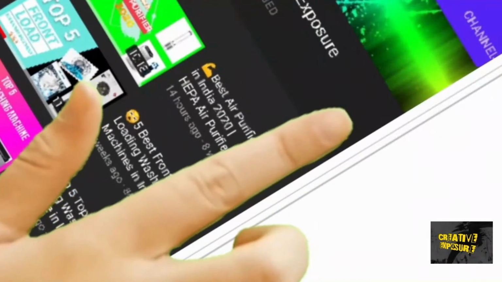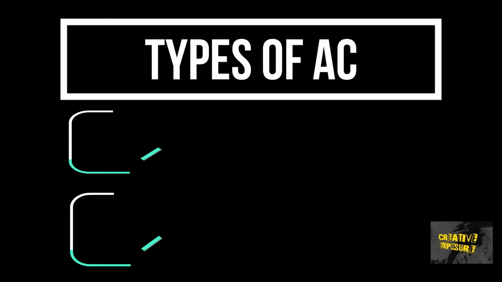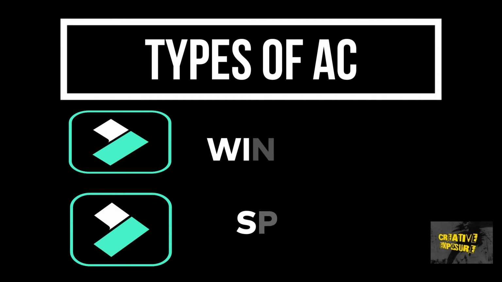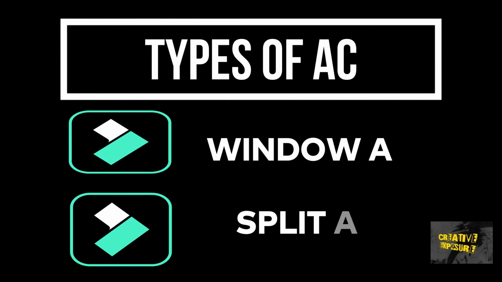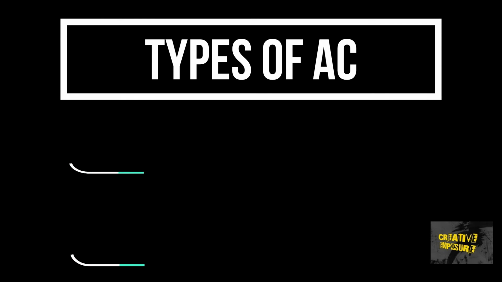The first point you have to note down is type of AC. There are two types of ACs. One is window AC and one is split AC. So according to your needs, you have to choose the AC. If you want to install in the window, then you have to choose the window AC. If you don't have space in window, then you can go for the split AC. The split AC you can mount on wall anywhere of the room.